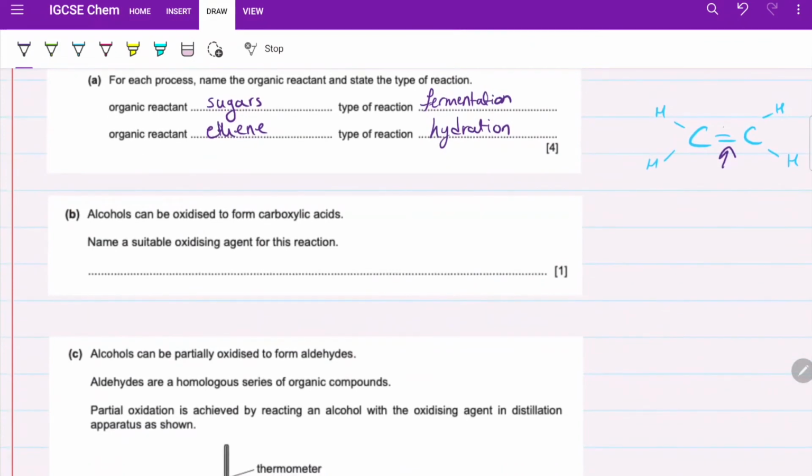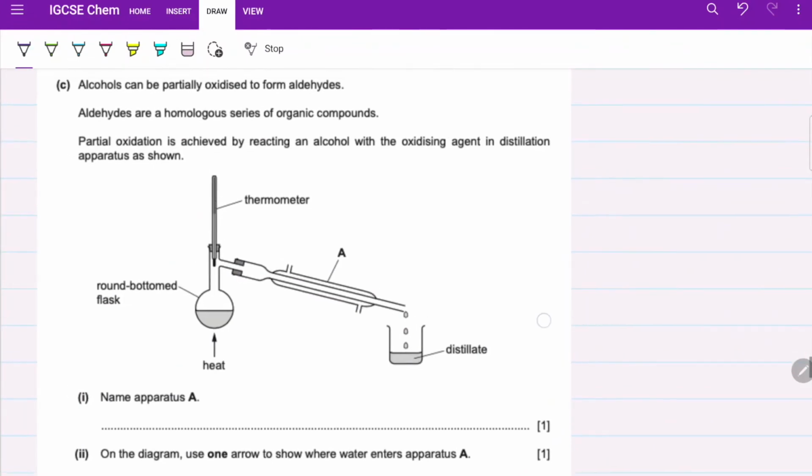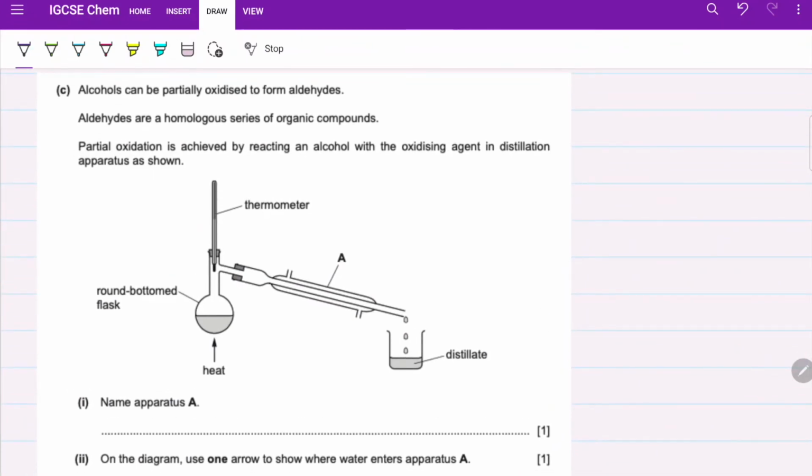Alcohols can be oxidized to form carboxylic acid. Name a suitable oxidizing agent for this reaction. So one of them is potassium manganate 7. Okay, so next question. Alcohols can be partially oxidized to form aldehydes. Aldehydes are a homologous series of organic compounds. Okay, so alcohols can be oxidized, gives us aldehydes.